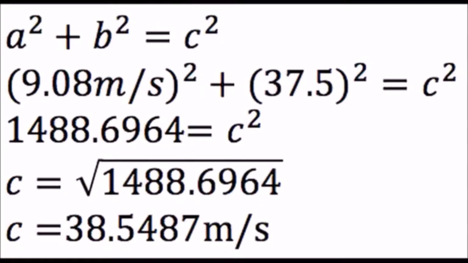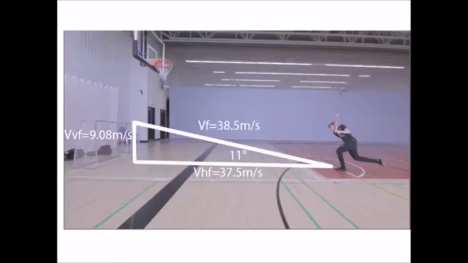1488.6964 equals C squared. I then had to square root that number to get C by itself. I ended up figuring out that C equals 38.5487 meters per second. Therefore, the final velocity of my shot is 38.5 meters per second, which means the maximum speed of my shot is 38.5 meters per second.